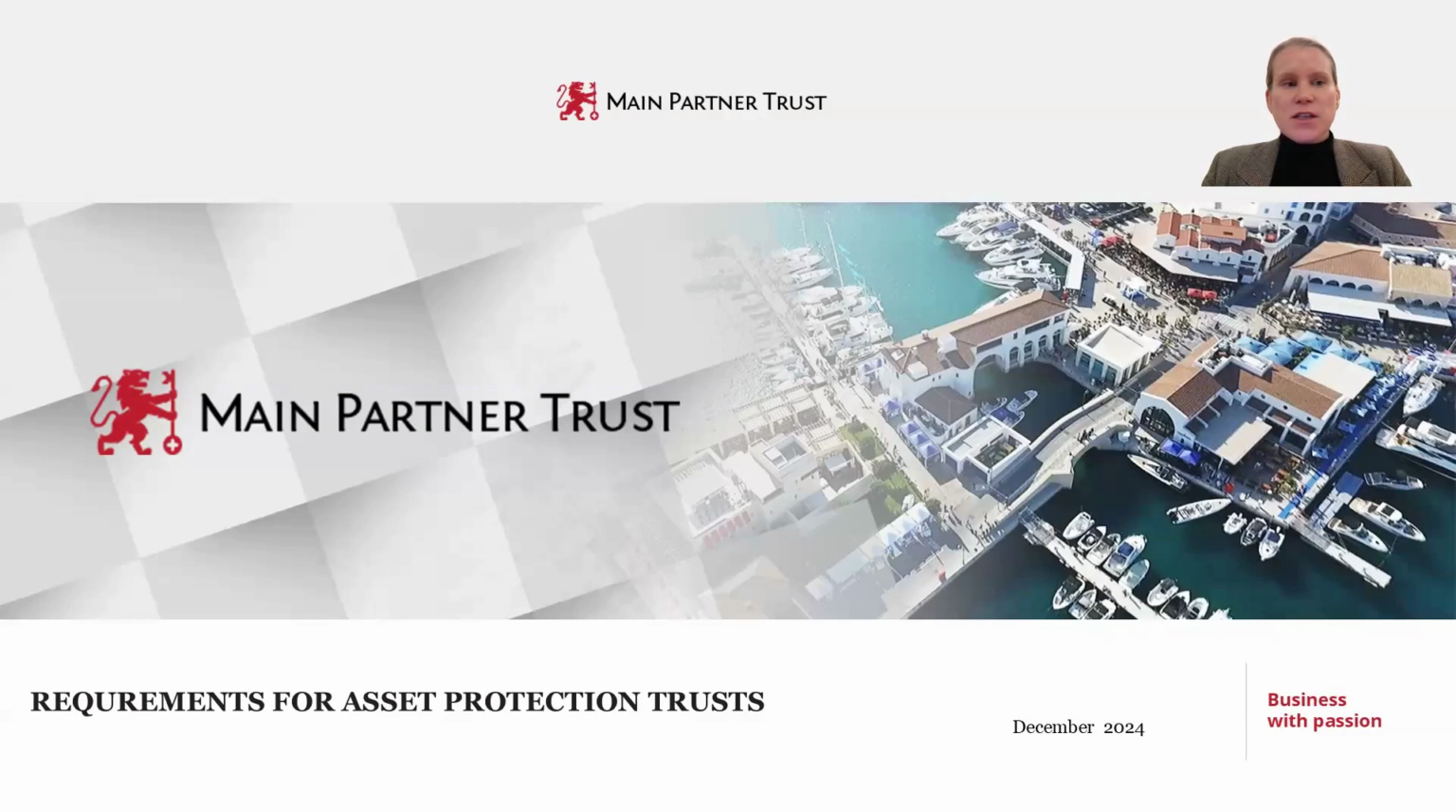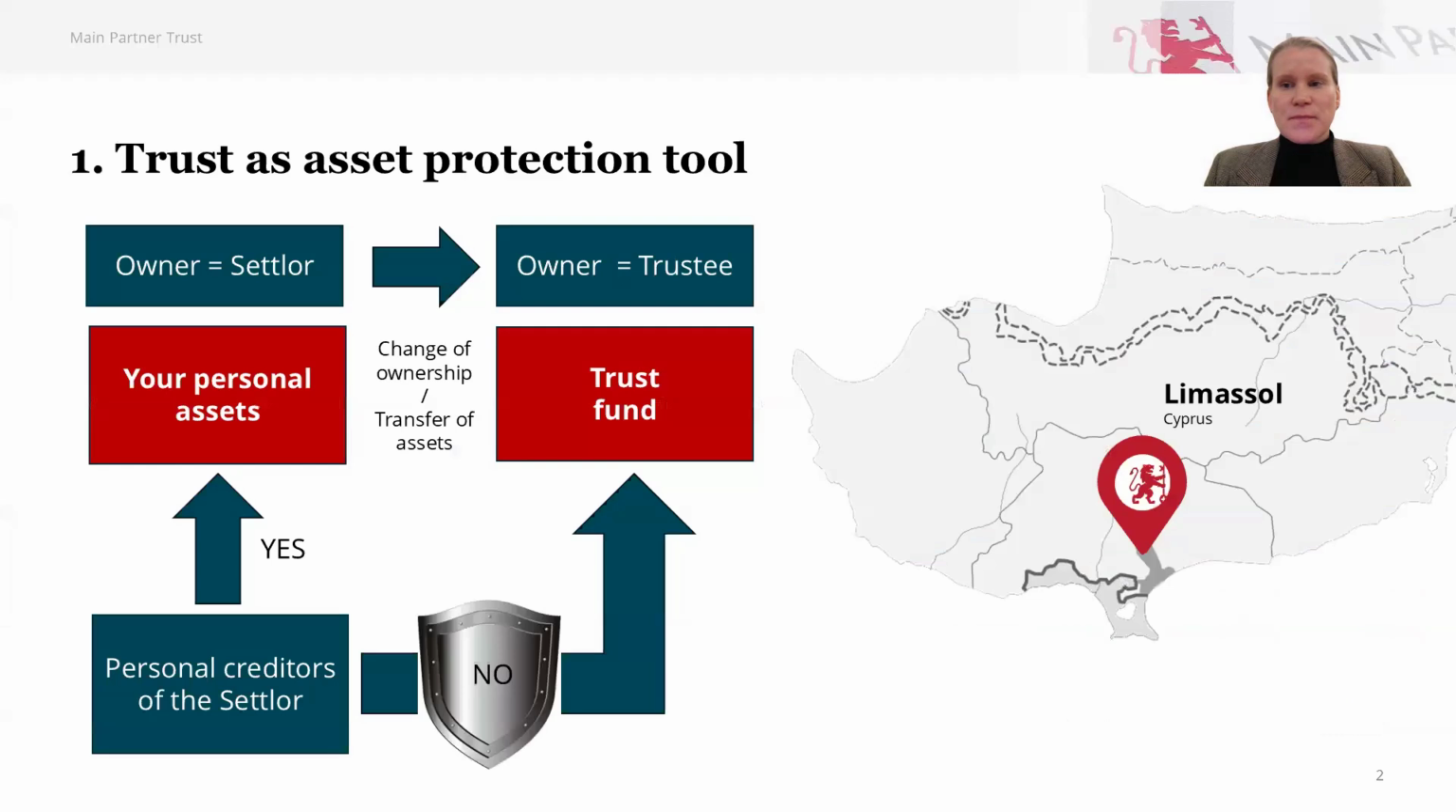In today's presentation, I would like to summarize certain key requirements that a trust needs to meet in order to work as a bulletproof asset protection tool. As you may remember from my previous presentation, a trust works as an asset protection tool because it allows for a separation of trust assets from the personal assets of the settlor. As a result, a trust can be used to ring-fence the trust fund from various personal claims against the settlor.